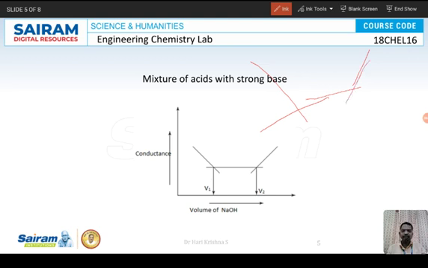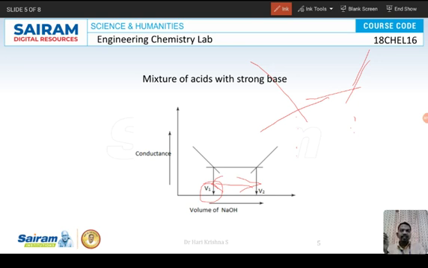So the point of intersection gives V1, and this gives V2. V1 is the volume of NaOH required to neutralize HCl. V2 is the volume of NaOH required to neutralize total acids, both HCl and acetic acid. Whereas V2 minus V1 is the volume of NaOH required to neutralize only acetic acid.